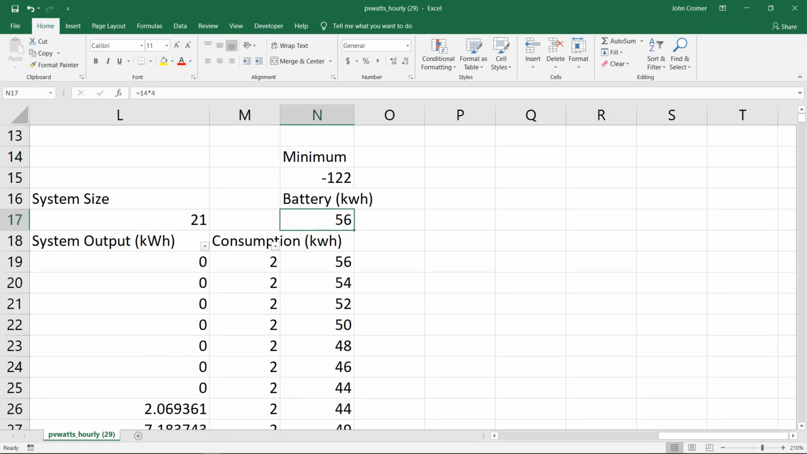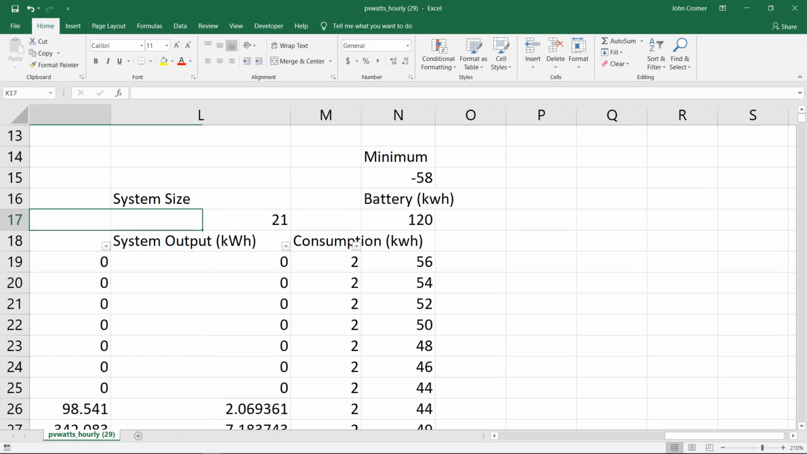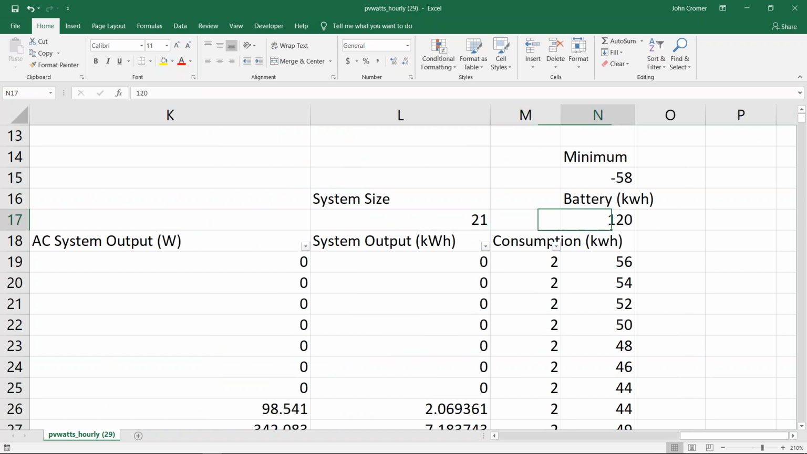So now we're going to do a little bit of guessing. What does an 80 kilowatt hour battery bank look like? Well, it goes up. What does a 100 kilowatt hour battery bank look like? It goes up a little bit, not much. If we go up to 120, now we're getting down to 58. Let's explore our system sizes. If we do a 14 kilowatt array, negative 775. So obviously we want something larger.